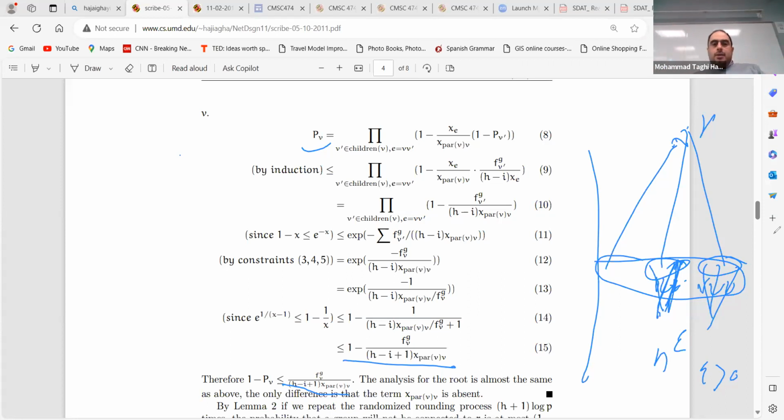Anyhow, I stop here and I think we will continue in the next two sessions about iterative rounding. This is another very general approach for network design that we will talk about in the next two sessions.